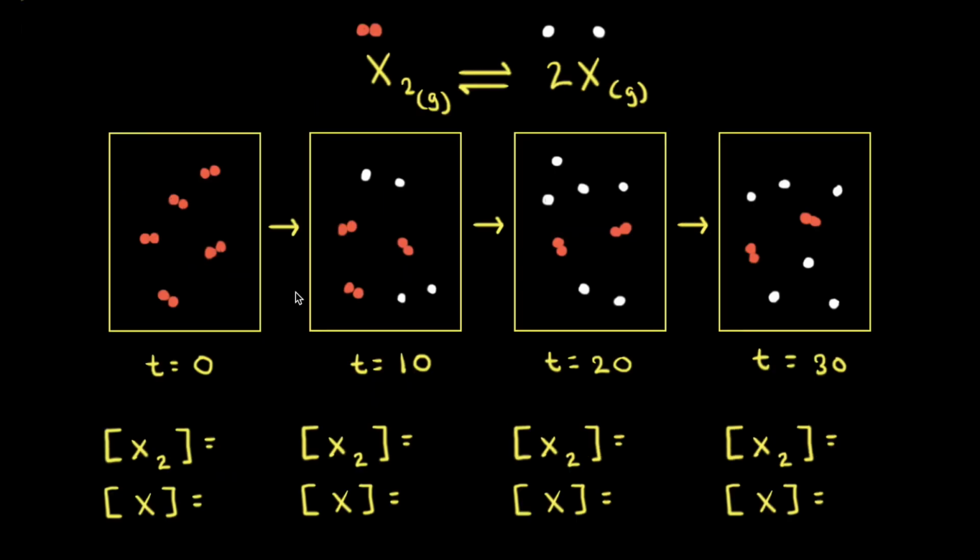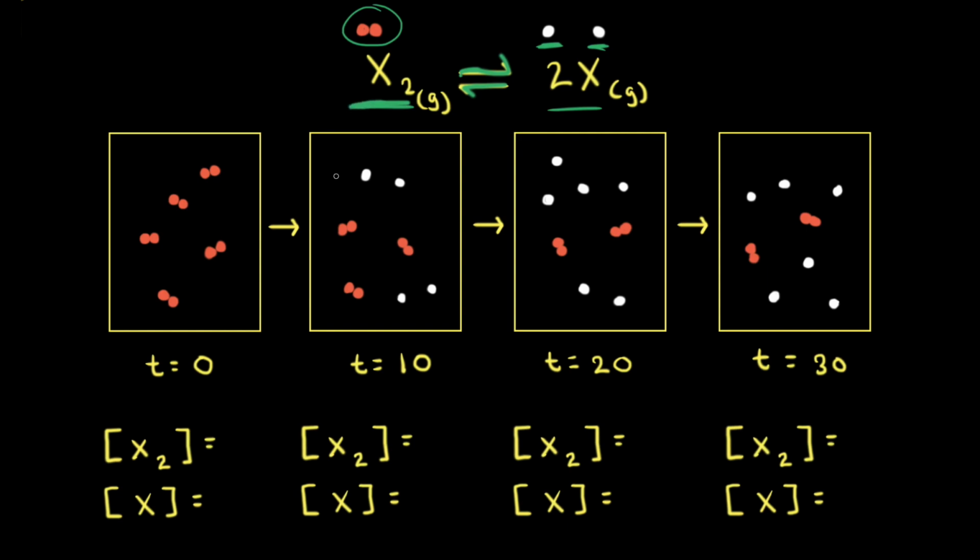Now let's apply this concept of dynamic equilibrium to a hypothetical chemical reaction. In our hypothetical reaction, X2, which is a reddish-brown gas, decomposes into its individual atoms to form 2X, and the individual atoms are colorless. So in the forward reaction, we're going from X2 to 2X, so X2 is decomposing to 2X, and in the reverse reaction, the two atoms of X are combining together to form X2.